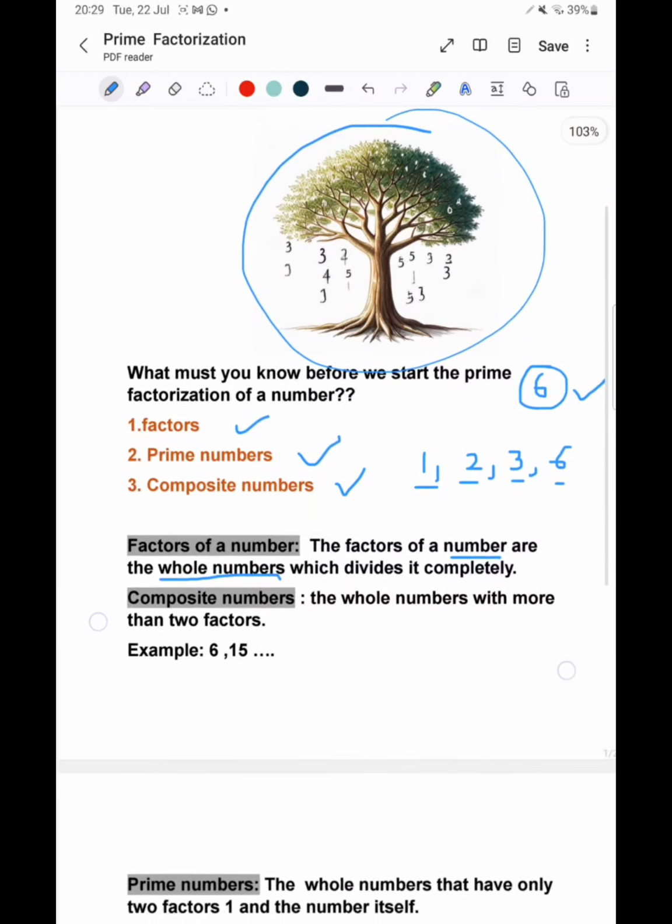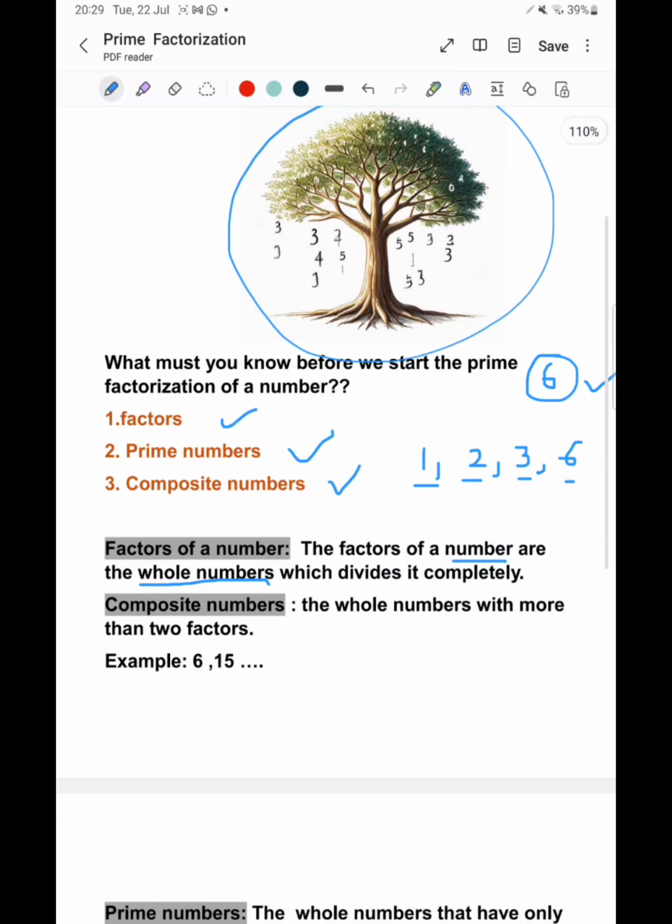Next are composite numbers. What are composite numbers? The whole numbers with more than 2 factors are known as composite numbers. For example, 6 is a composite number, because it has 4 factors: 1, 2, 3 and 6.